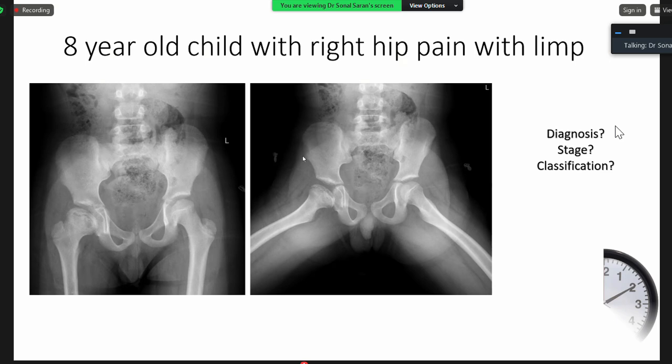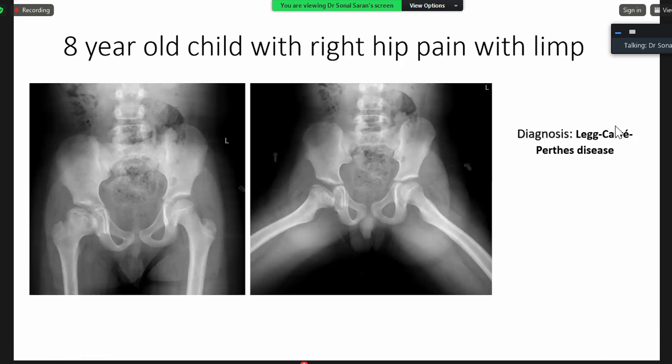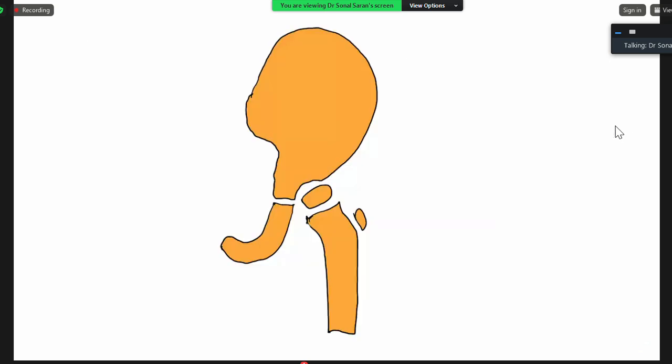Okay, so we have some answers over here. In this pediatric patient, we can see an AP and frog leg lateral view of the hip. We can see the left hip is quite normal, but on the right side, there is flattening of the epiphysis and broadening of the neck of the femur. So this is Legg-Calvé-Perthes disease.